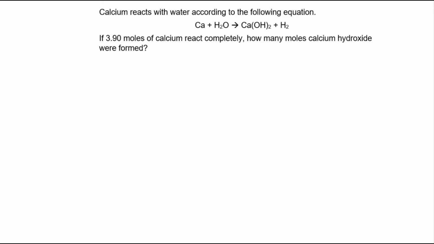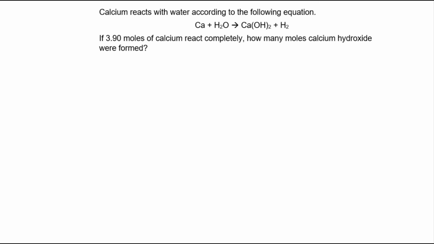If you remember our sandwich equation, this would be very similar to, say, asking how many sandwiches can you make if you have 12 pieces of bread? We know how much of our reactant we have, so we want to predict how much of our product we can make. The first thing we want to do is we want to balance our chemical equation.